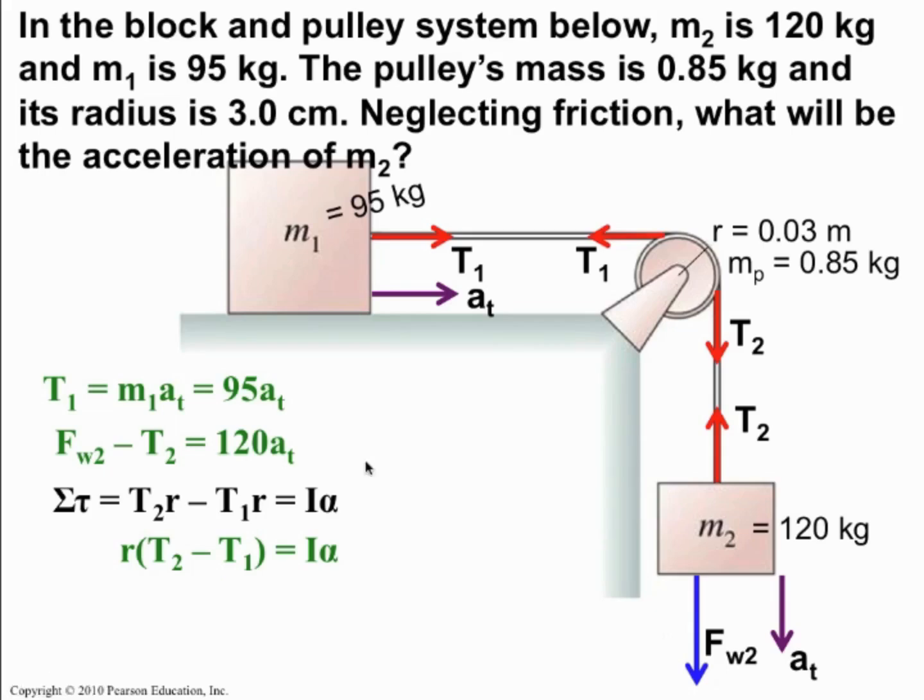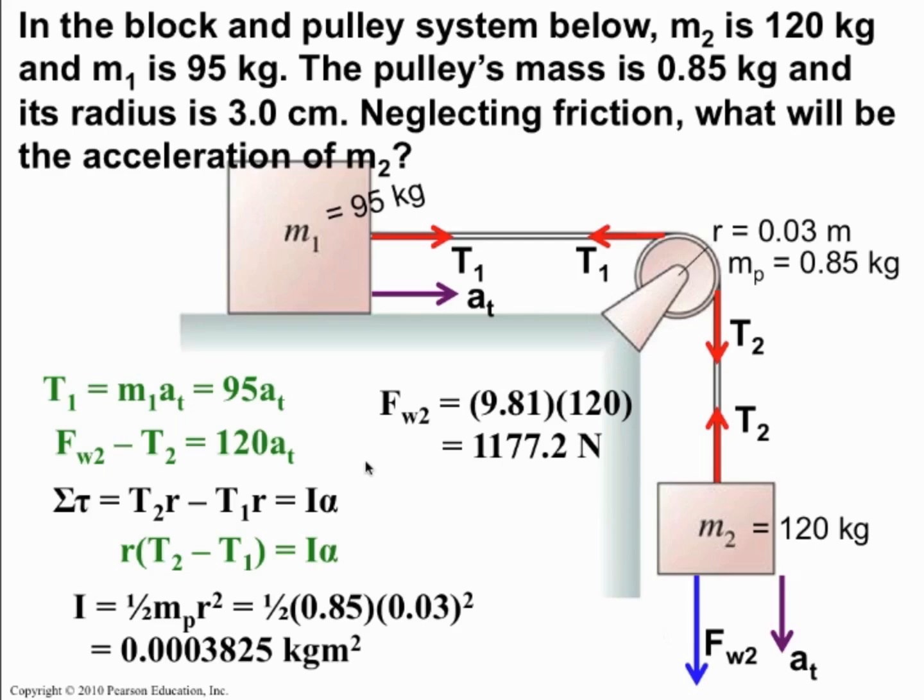Okay, now we're going to fill in what we know from the givens. We know that FW2 equals 9.81 times 120. 9.81 is g, 120 is the mass, and we have 1,177.2 newtons. We also know that I equals 1/2 mr squared. That's the moment of inertia of a disk, and a pulley is a disk. So we have 1/2 times 0.85 times 0.03 squared, and we end up with 0.003825 kilogram meters squared. That's our moment of inertia for this pulley.